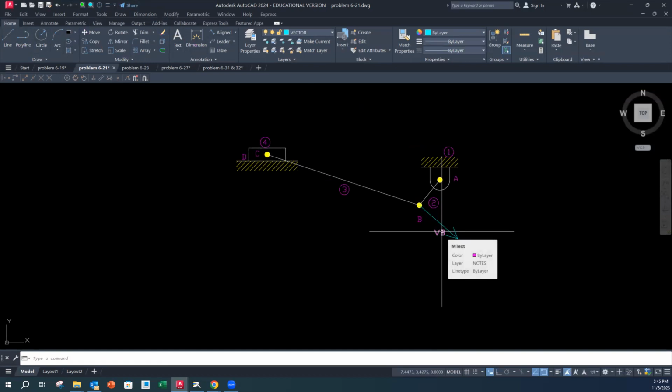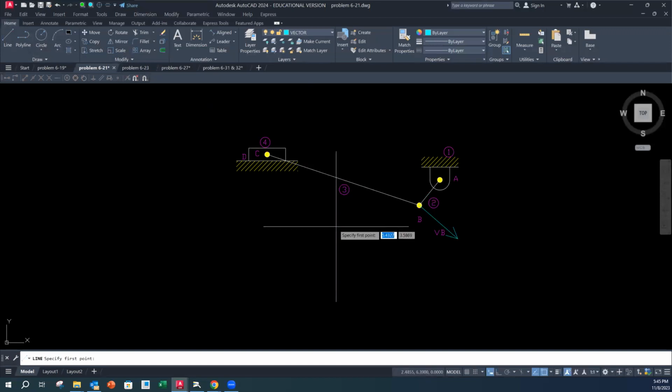Now I'm going to do the line of action for the velocity of C relative to B. And that's going to be on a line perpendicular to link number 3. So I'm simply going to start a line out here and go perpendicular. I'm not going to add any arrowheads to this because I don't know which way it's going, and I don't know how long it's going to be. So I'm just going to leave it just like that for its line of action.